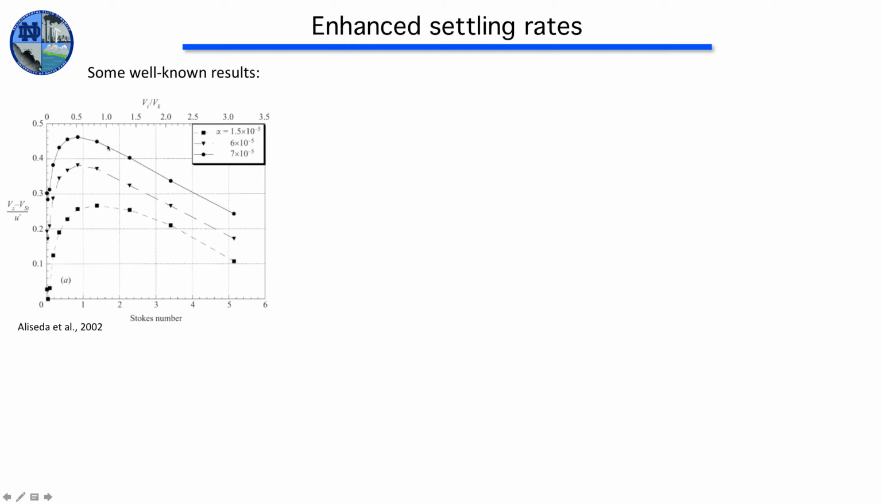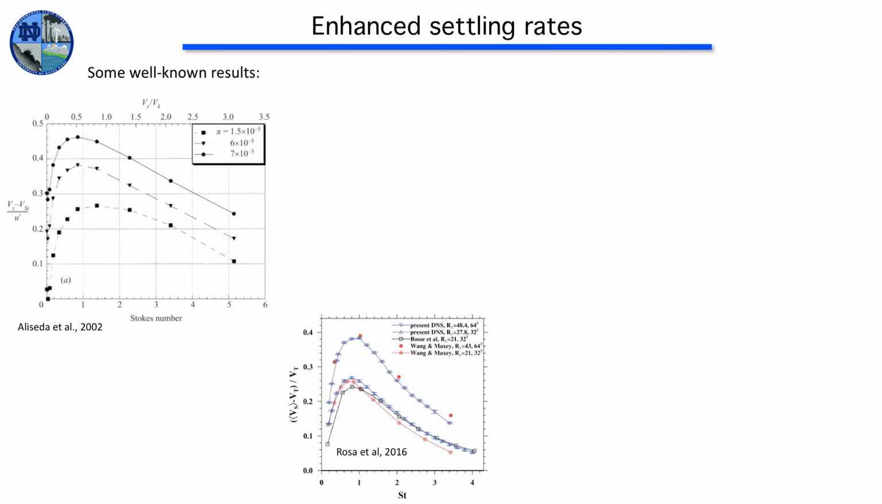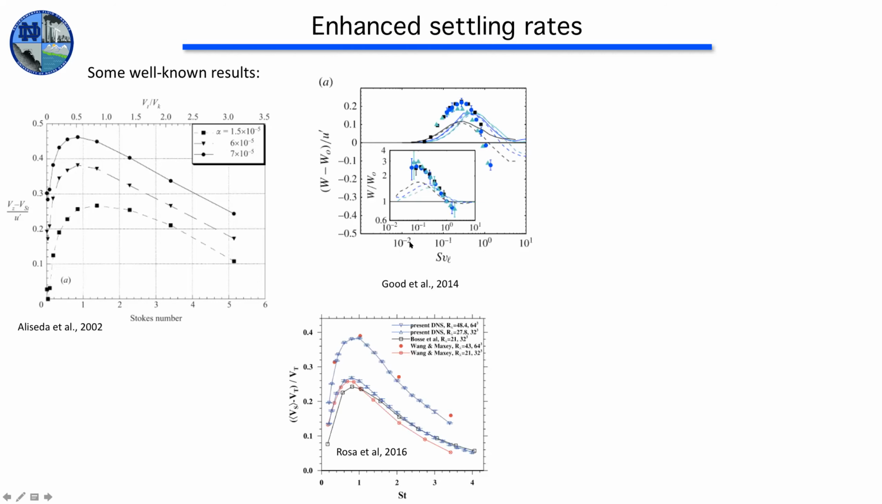So you actually get an average particle velocity which is faster than what it would be in the absence of any of the turbulence or inertial effects. This has also been seen in DNS by Rosa et al. in 2016. There was a paper by Good et al. in 2014 that did a pretty good job of summarizing a lot of the work in this up to that point.